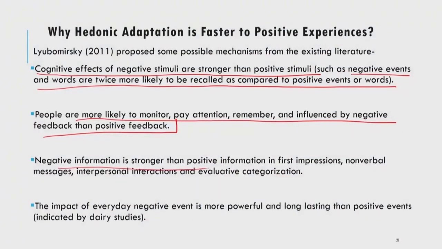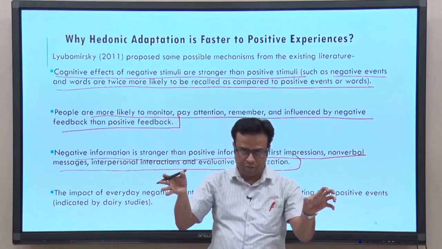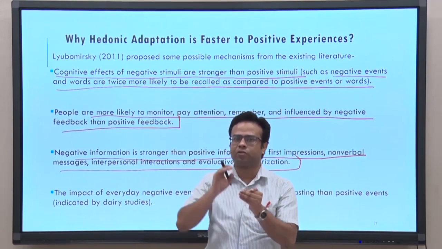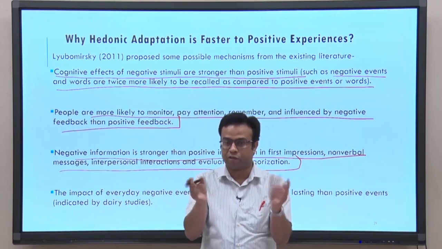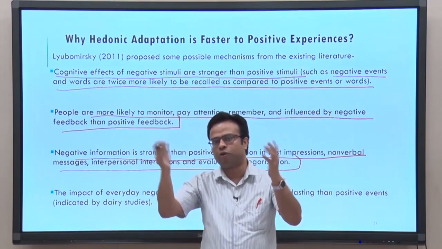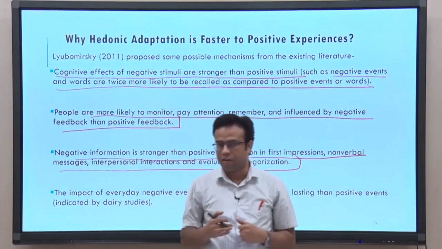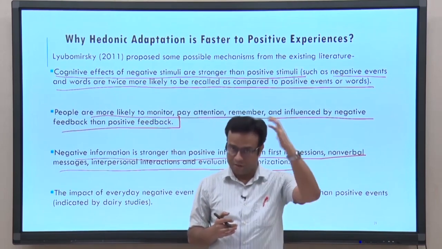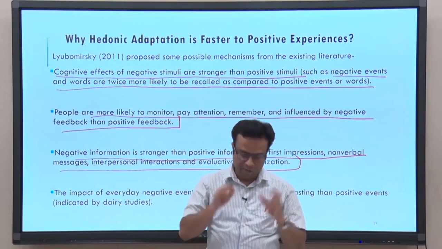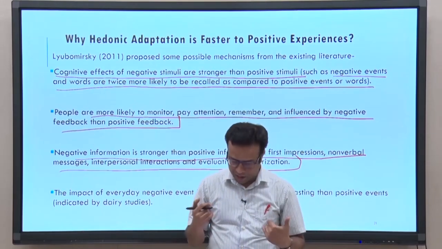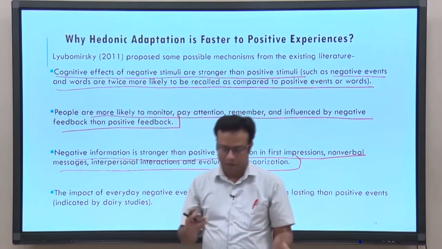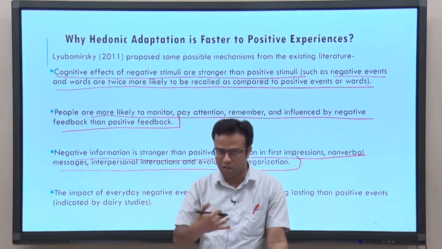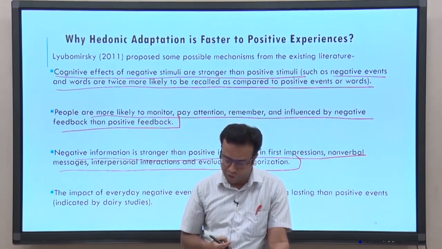Negative information is stronger than positive information in first impressions, non-verbal messages, interpersonal interaction and evaluation categories. In various research contexts, it has been found that negative information has a much stronger impact, let us say, in the case of first impressions. Whenever you meet somebody for the first time, any negative thing will be remembered much more strongly than positive things. Even in non-verbal communication, negative indications are more likely to have impact, and even in interpersonal contexts and evaluation categories. So, research shows that the impact of negative information is much stronger on us as compared to positive information.